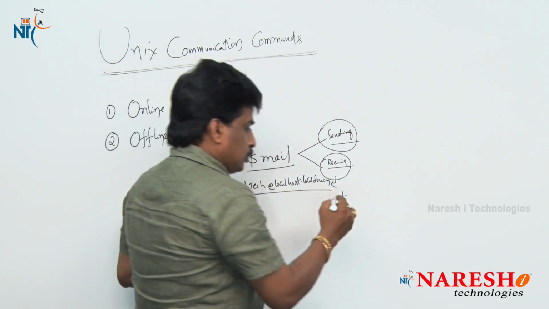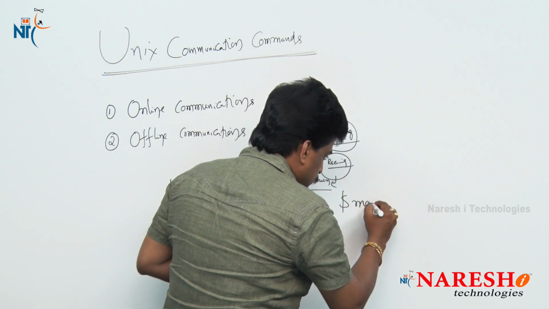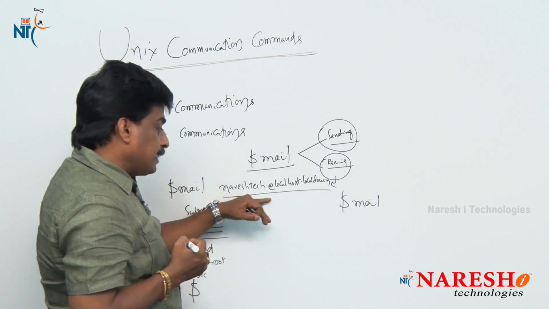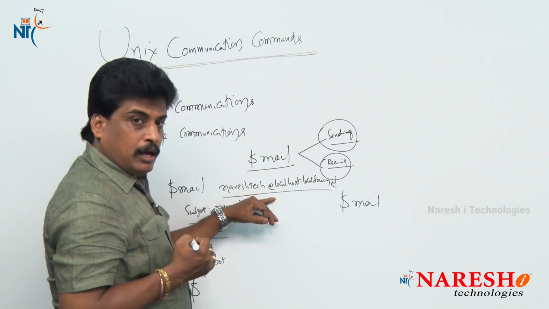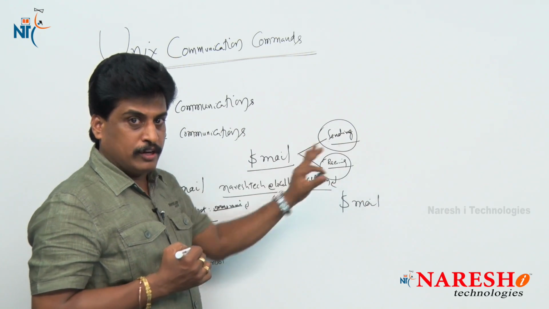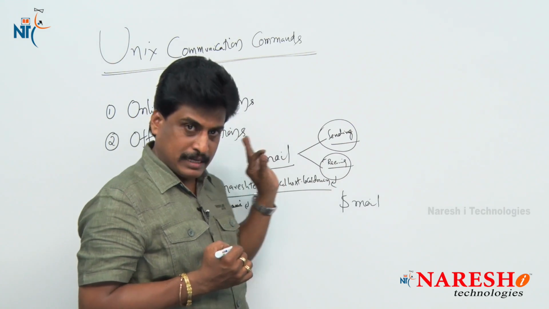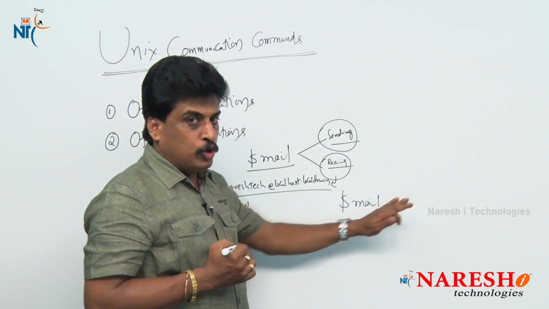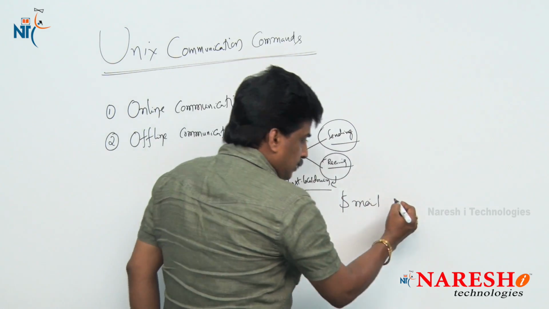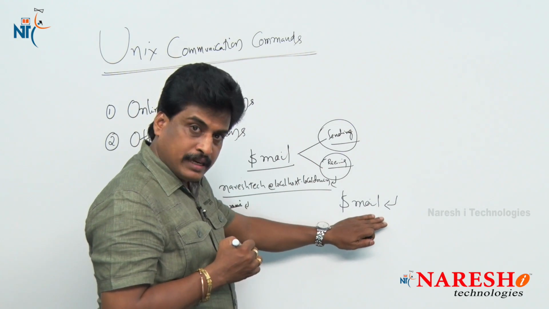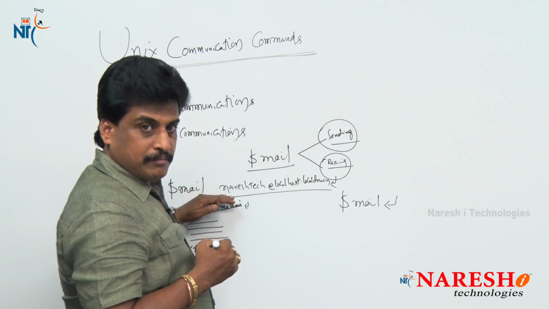Then if you want to see it, just type mail. This is the mail sending command: mail user or usernames, separated by space only, not comma. User 1 space user 2 space user 3, you can send to any number of users. Here it is mail with no user. So this is mail to view, just mail and enter. This is the mail receiving command. This is the mail sending command.